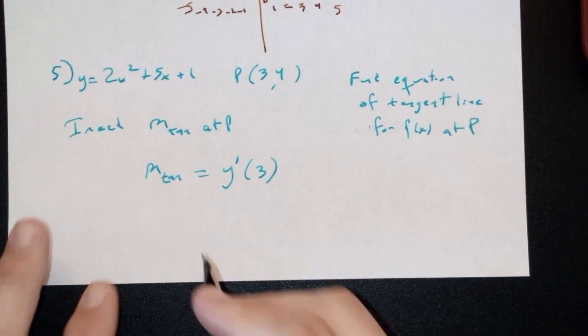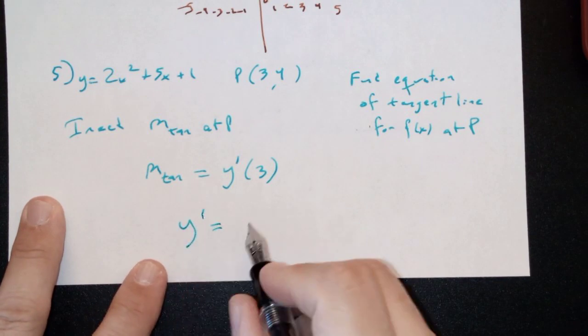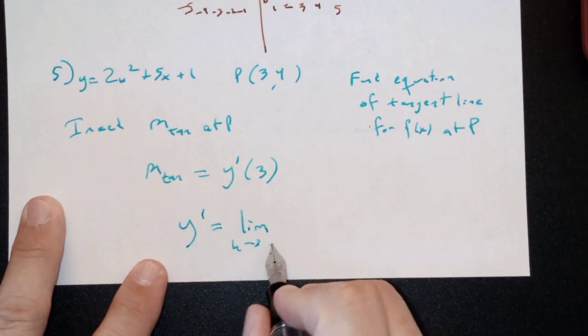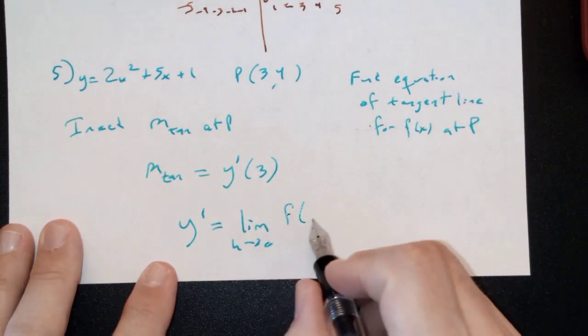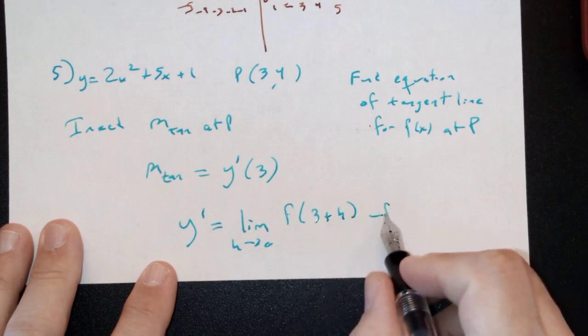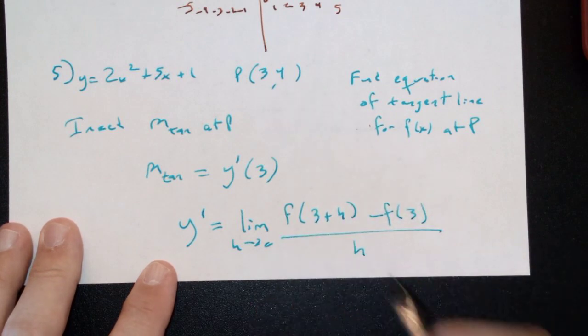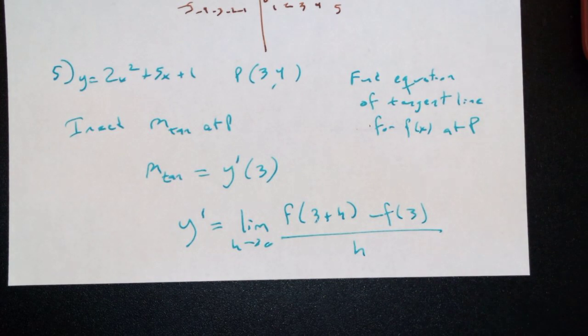So y prime is the limit as h goes to 0. Again, you have two choices. You could either put in the 3 now, or we can put in the 3 later. Your choice. Put it in now. Then it's f of 3 plus h minus f of 3 over h. If you don't put it in till later, then you have an x throughout this whole problem, and that's fine. You just have to plug in the 3 when we're all said and done.